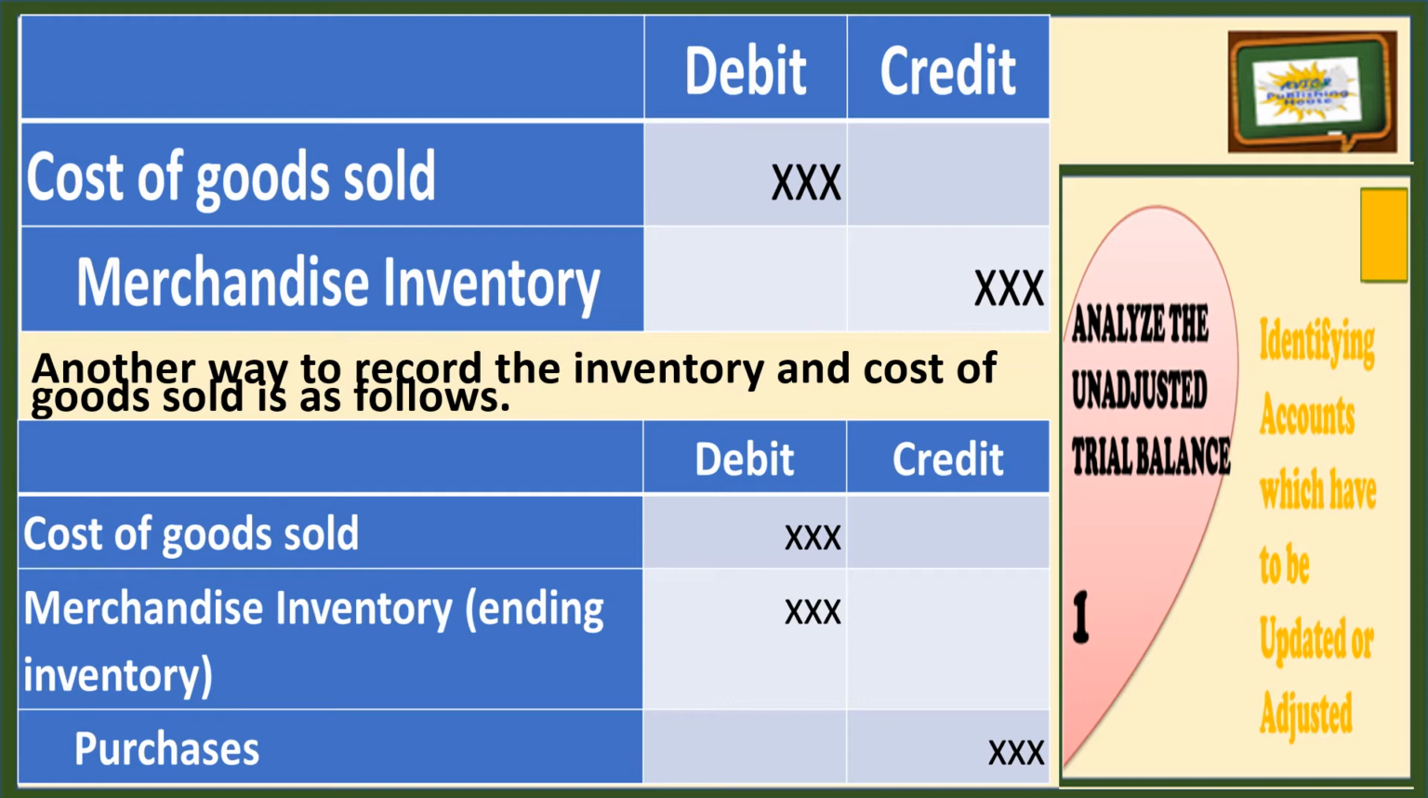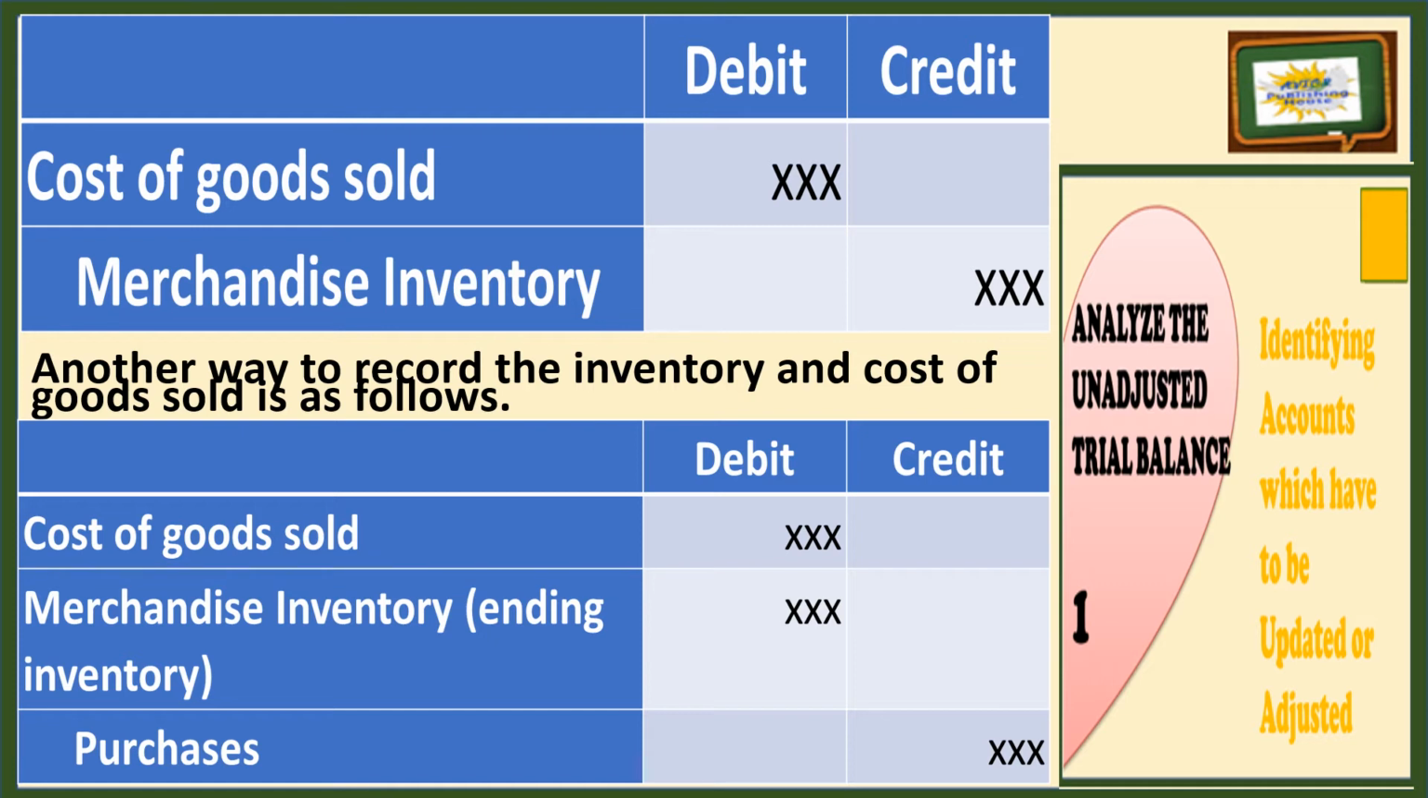Another way to record the inventory and cost of goods sold is as follows: debit cost of goods sold, debit merchandise inventory, and credit purchases. So this is just a compound entry of the two entries presented.